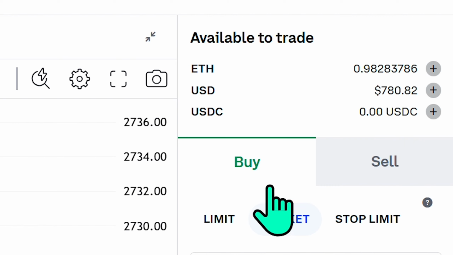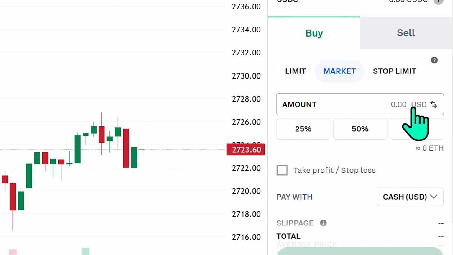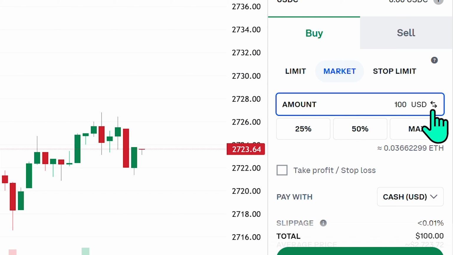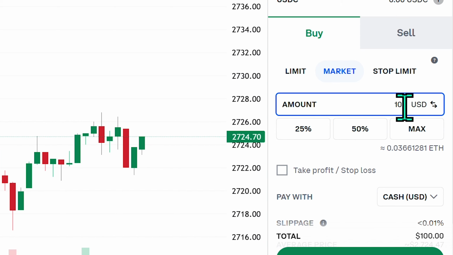So when we go ahead to buy something and we select market order, the first option we have here is whether we want to put a US dollar price. So for instance, maybe I want to buy $100 of Ethereum. So I could do it this way, and it actually tells you approximately how much ETH you're going to be able to buy with that amount. So here we see it as 0.036. So that means 3.6% of one Ethereum will be able to buy.